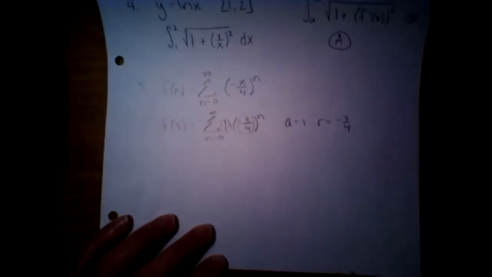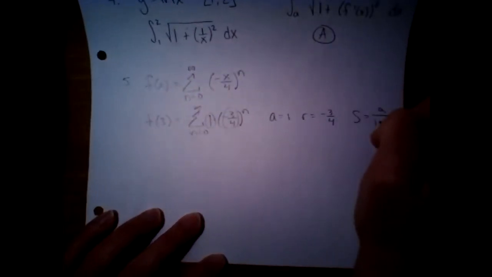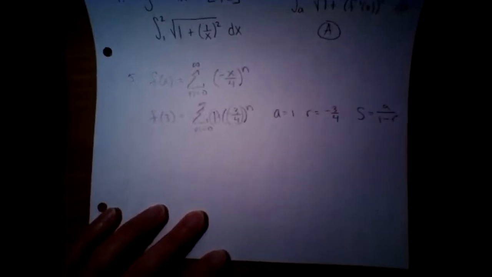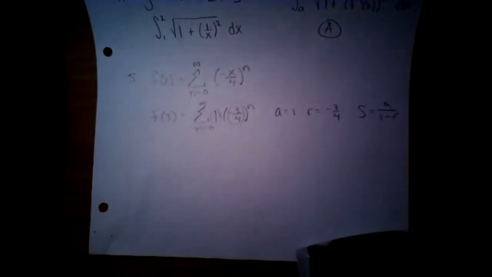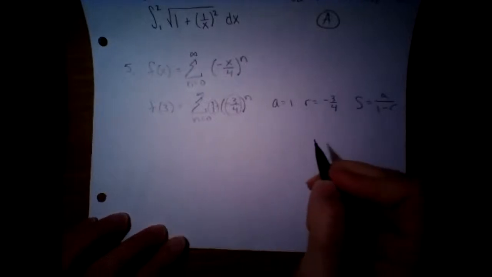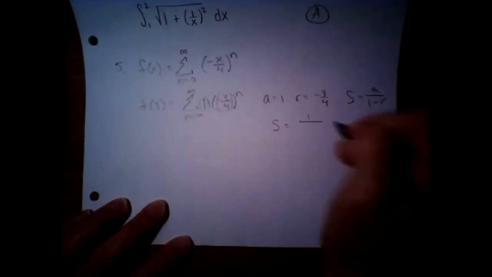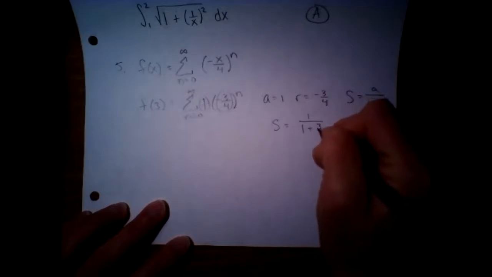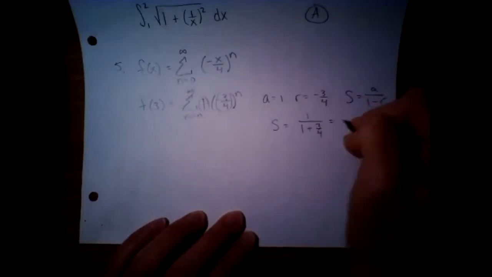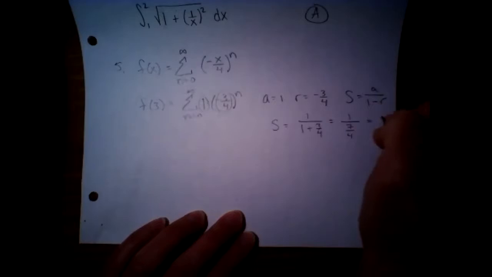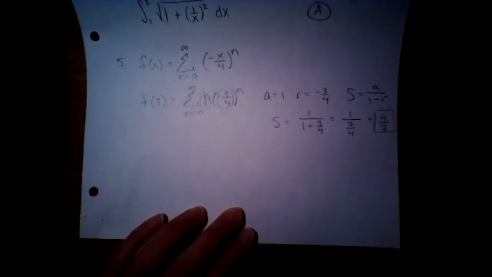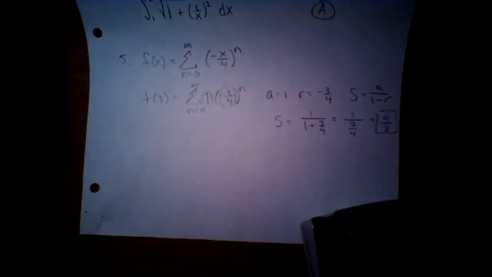And when you have something that's geometric, your sum is a over 1 minus r. So that is the formula that we are going to plug into. And so our sum is going to be 1 over 1 minus negative 3/4. So plus 3/4. So that's going to be 1 over 7/4, which will be 4/7. So I just plugged in 3, it's geometric, and so I used the formula for a geometric sum. So 4/7, so that one is C.